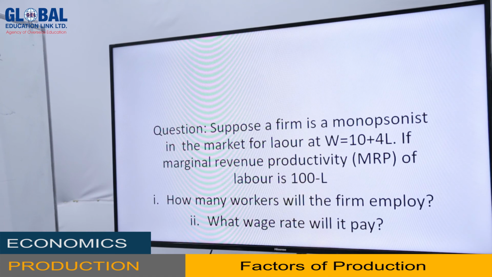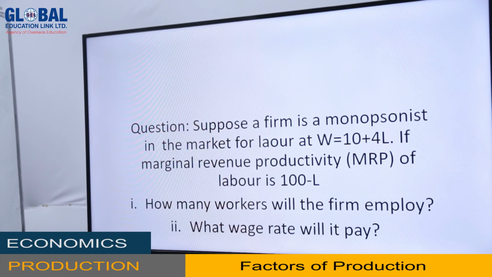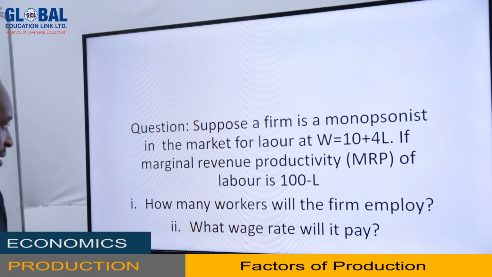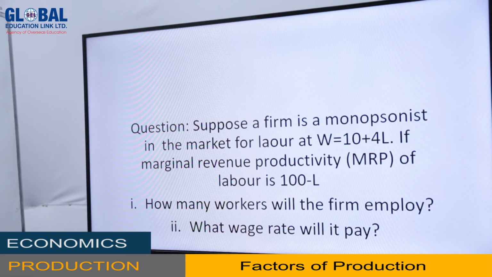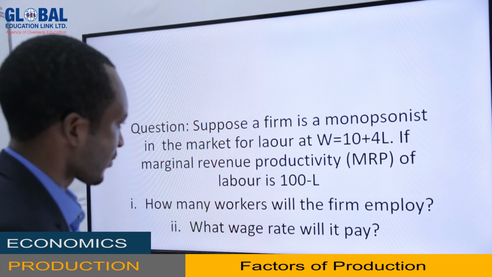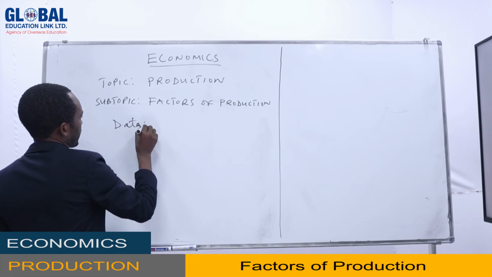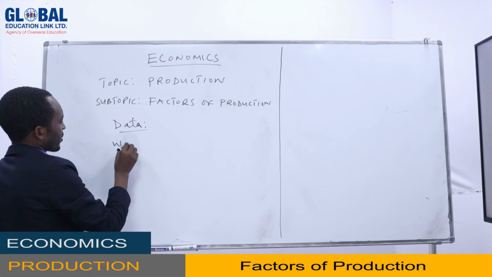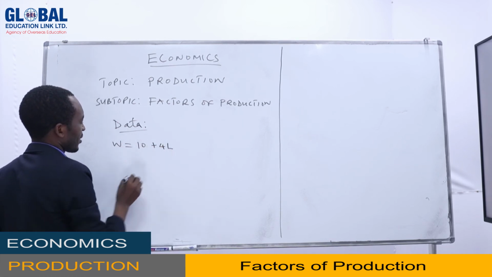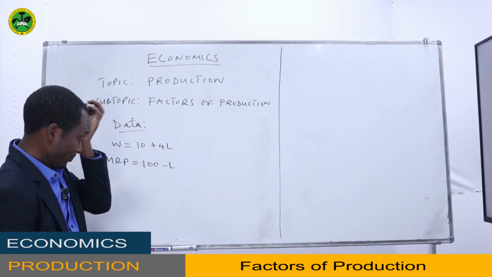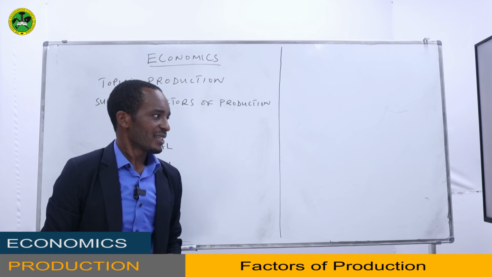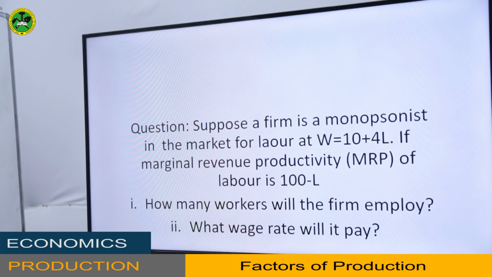The question says, suppose a firm is a monopolist in the market for labor at W is equal to 10 plus 4L. If the marginal revenue productivity MRP of the labor is 100 minus L. Now, how many workers will the firm employ? Then 2, what wage rate will it pay? Okay, so the data which we are given: the wage, which is 10 plus 4L, and we are given the MRP equals 100 minus L. So you are asked to calculate how many workers will the firm employ.